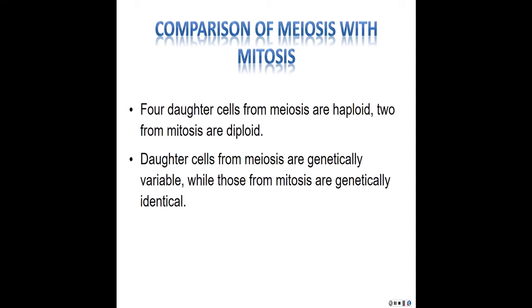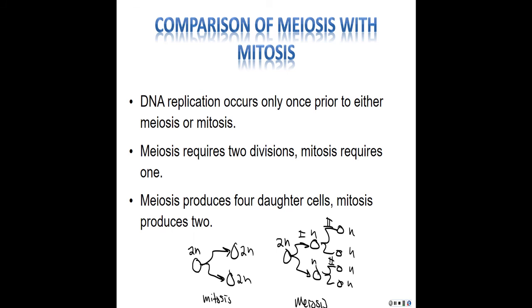And then those daughter cells from meiosis are genetically variable, while the ones from mitosis are genetically identical. So these 2 cells are the same genetically, and these 4 cells are completely different from each other for the reasons we talked about before.